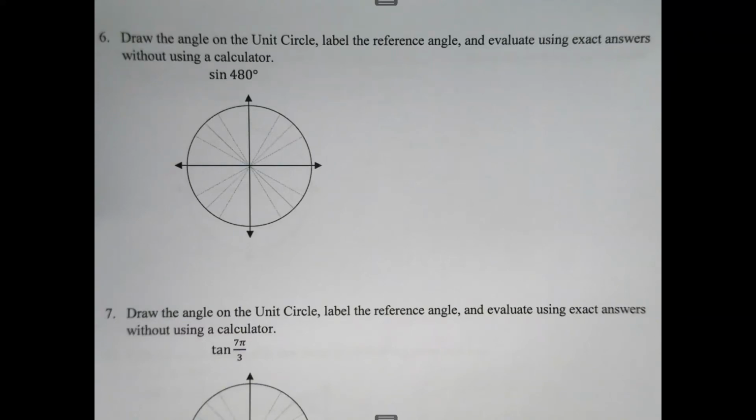Problem number 6 asks us to draw the angle on the unit circle, label the reference angle, and then evaluate using exact answers without using a calculator. We want to find the sine of 480 degrees.